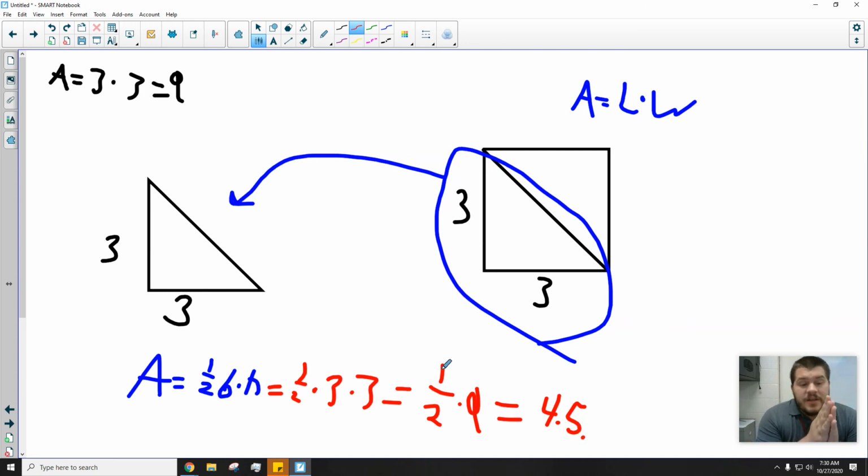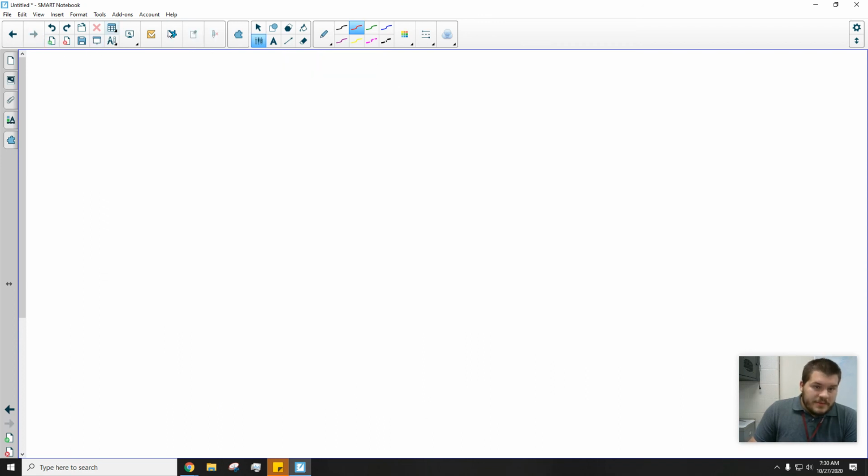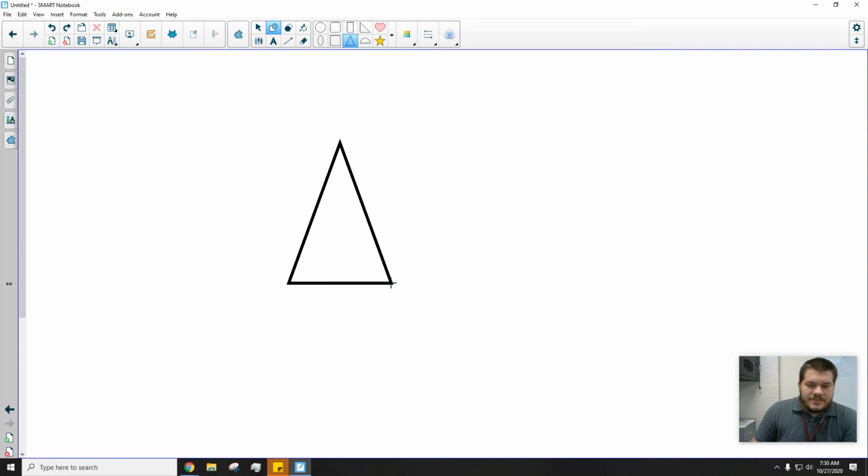So basically for a triangle, all you have to do is find the height and the base, multiply them together, and then multiply by 1/2 or divide by 2. And again, this is for a triangle. All right, so let's do another example of a triangle real quick. A slightly different version of a triangle. There we go.